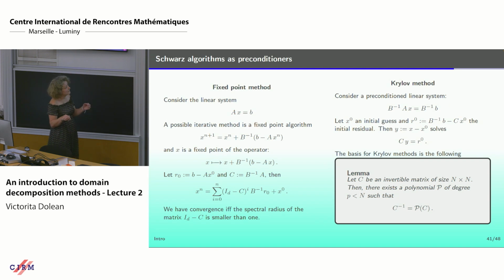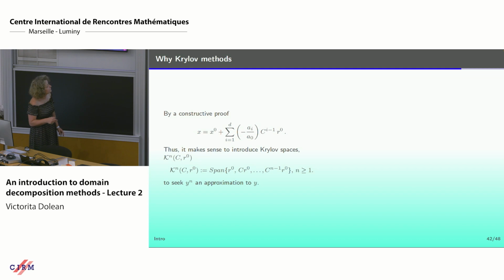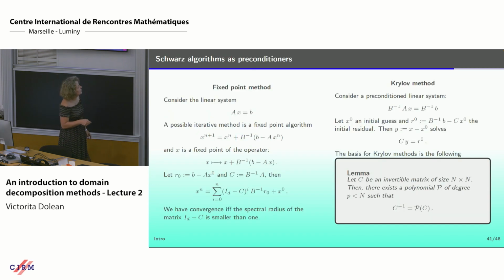So what is the idea, the rationale that lies at the basis of the Krylov methods? It is the following: if C is my preconditioned matrix, and this is invertible, there also always exists a polynomial of a certain degree, such that the inverse is the polynomial of the same matrix, okay? So this is the idea that lies at the basis of Krylov methods. Yeah, you can also build this kind of polynomial. So now what is the link between the two?